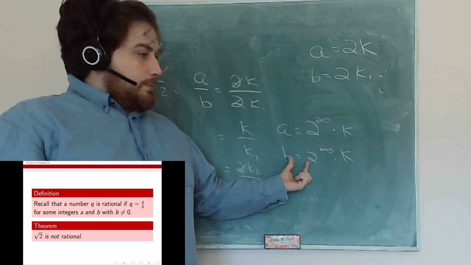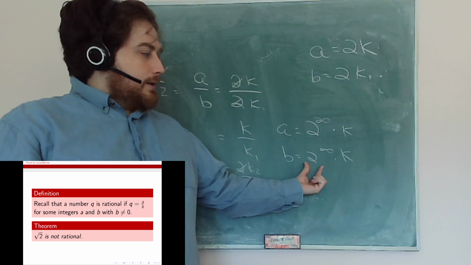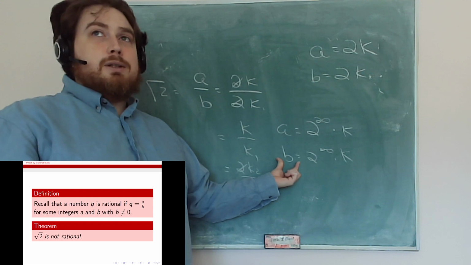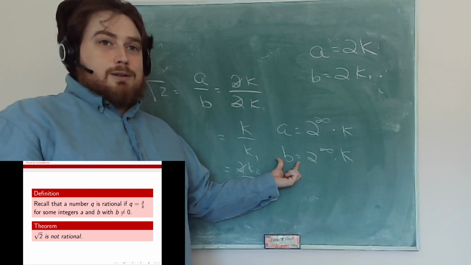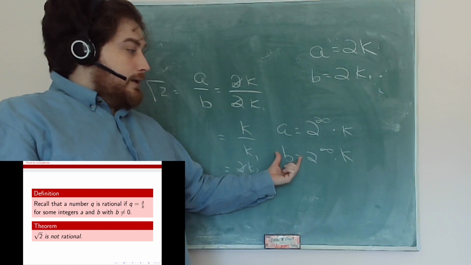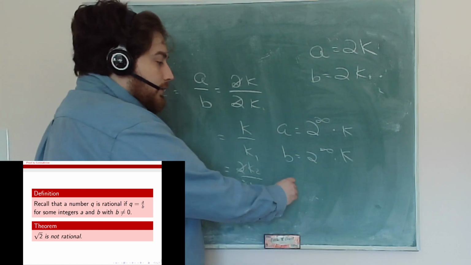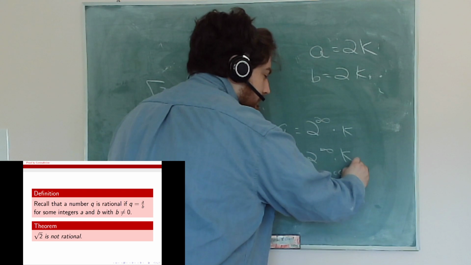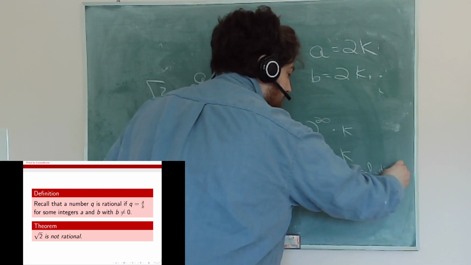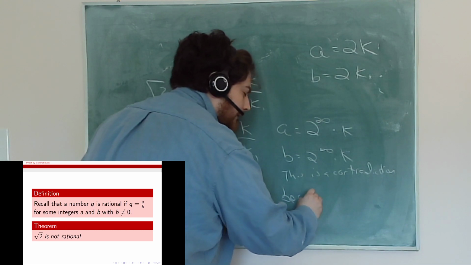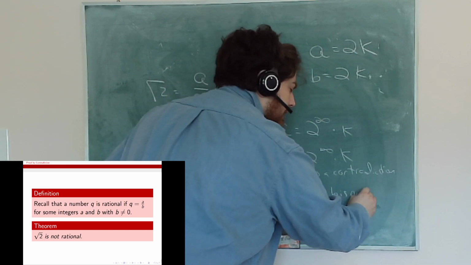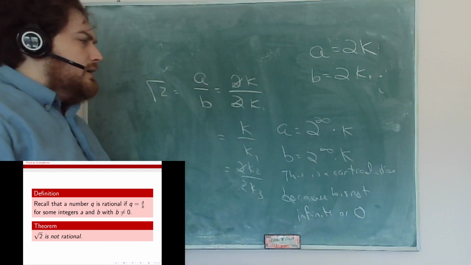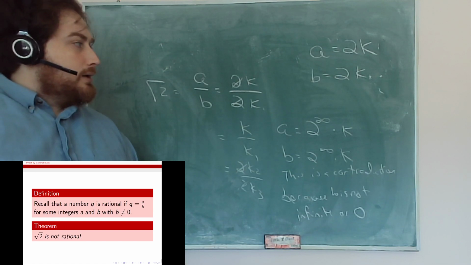So here I have a non-zero number. I keep factoring out 2. I can do that infinitely many times. So that would imply that b is an infinite number, which contradicts the fact that it was an integer, because any integer is finite and therefore not infinite. So therefore we get a contradiction, because b is not infinite or 0.